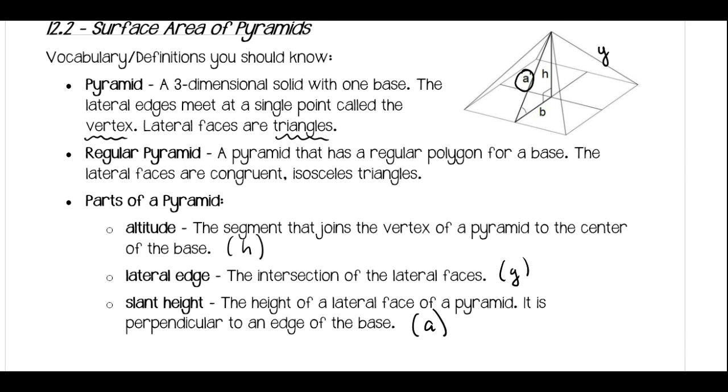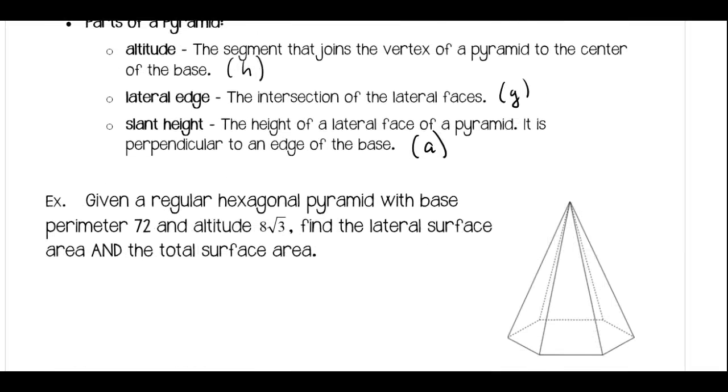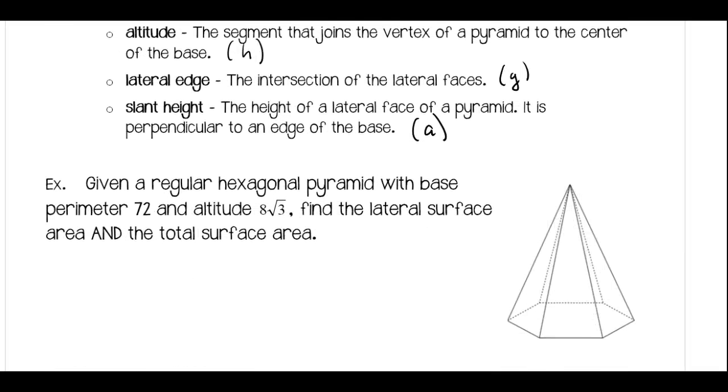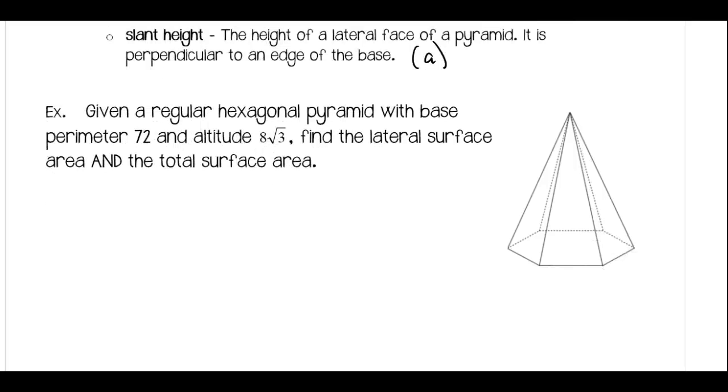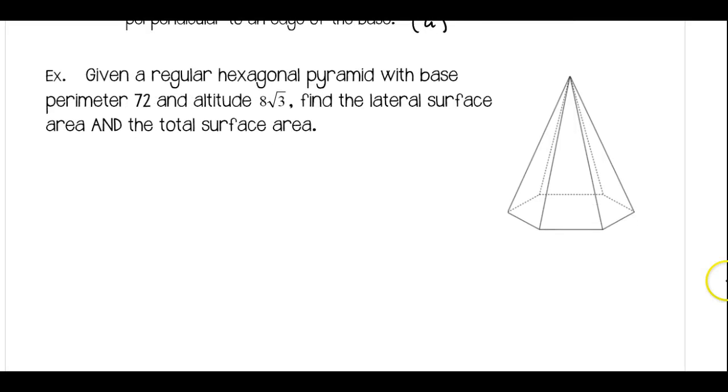So we've got the parts of the pyramid. Here we've got a hexagonal pyramid. It's a regular hexagonal pyramid with base perimeter 72 and altitude 8 root 3. And we want to find the lateral surface area and we want to find the total surface area. So for the lateral area, it's going to be 6 times the area of the triangles. So we need to find the area of the triangles.